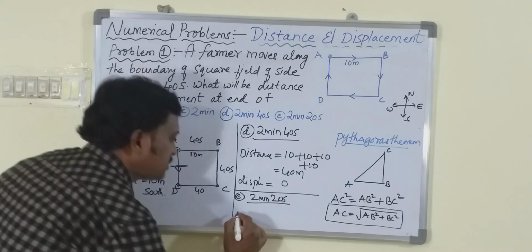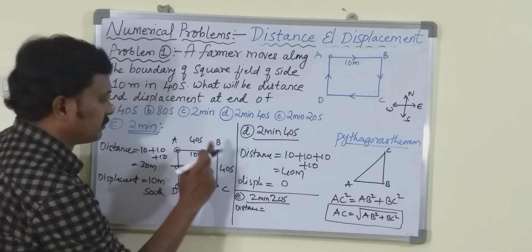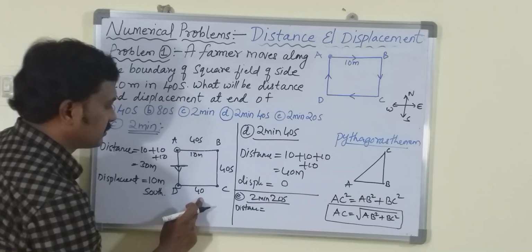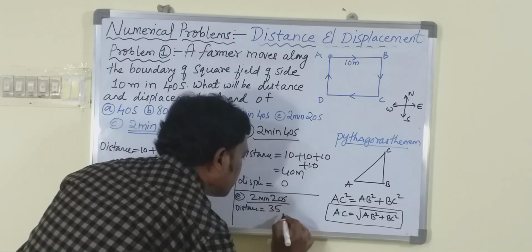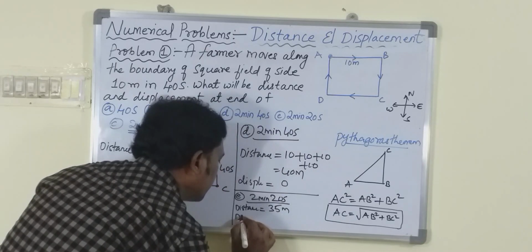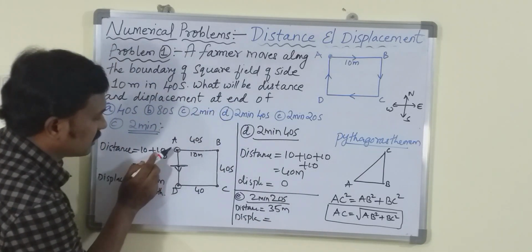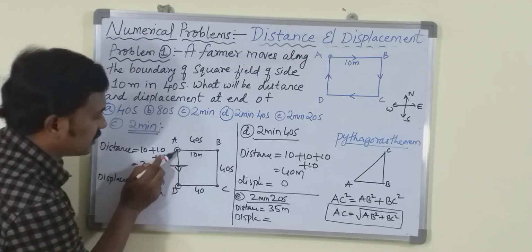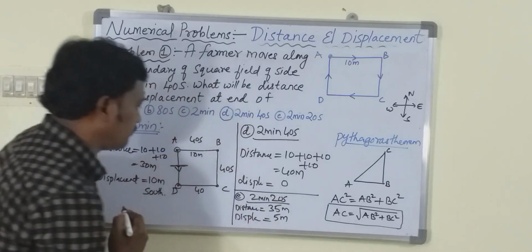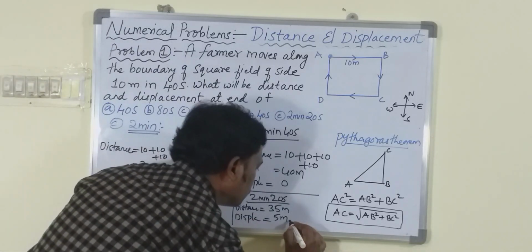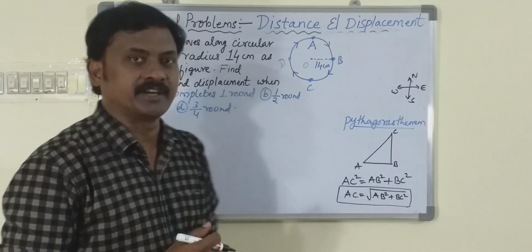Okay. So what is distance now? Distance 10 plus 10 plus 10 plus 5. So it's 35 meters. And what is the displacement? The displacement. So this is initial and this is final. So the displacement will be 5 meters. 5 meters south. That is the direction. Now let us go for the second one.